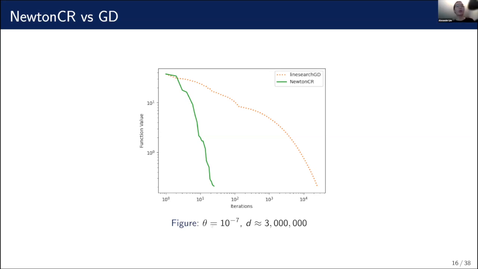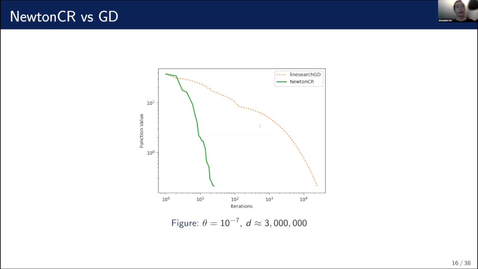In this particular example, I set my theta to be 10 to the negative 7th, close to the exact Newton steps, and the dimension is about 3 million. Now imagine if you computed the exact inverse of the Hessian, doing Cholesky or QR with a 3 million by 3 million matrix. It is practically impossible. With the inexact Hessian, you can now solve the problem. Depending on what iterative solver you use, it's named differently. In this case, I used conjugate residual as the iterative solver, so it is named Newton CR.